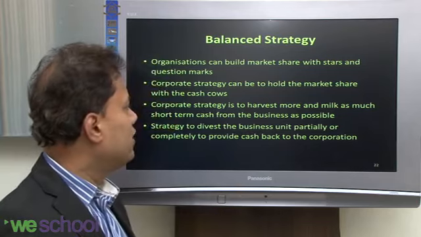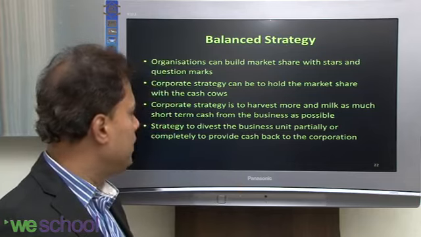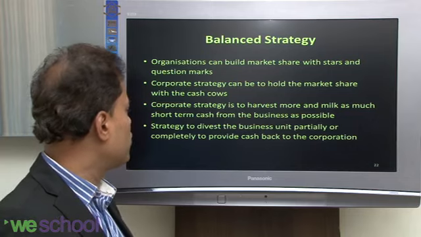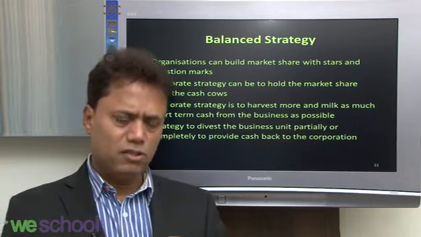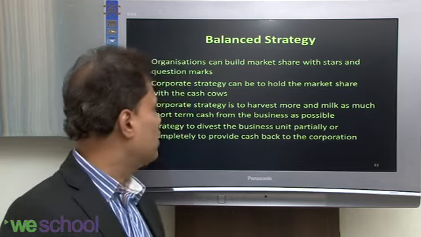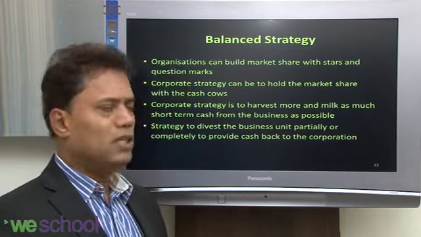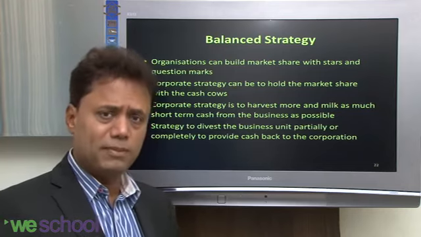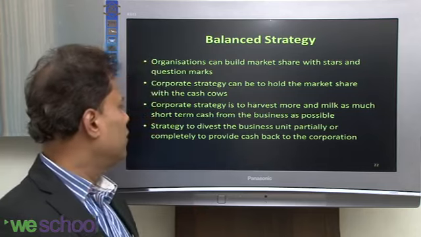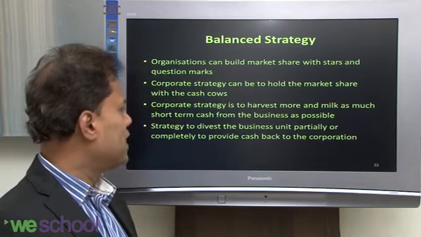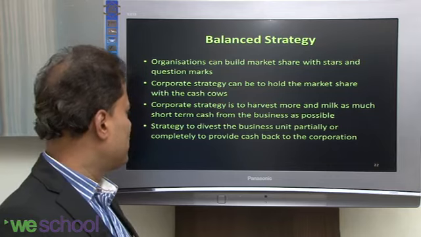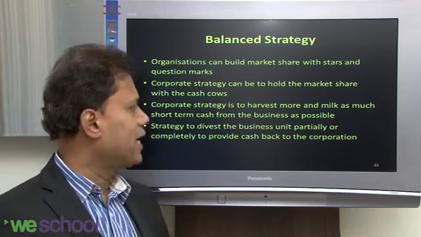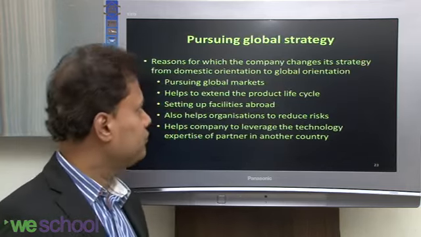Corporate strategy is to harvest more and milk as much short term cash from the business as possible. So corporate strategy is a cash cow. That's why it is called cash cow. You are basically to extract more from that existing market where you have a higher market share and good customer base, and you are able to take milk as much as possible and invest into other business. Strategy is to divest the business unit partially or completely to provide cash back to the corporation.